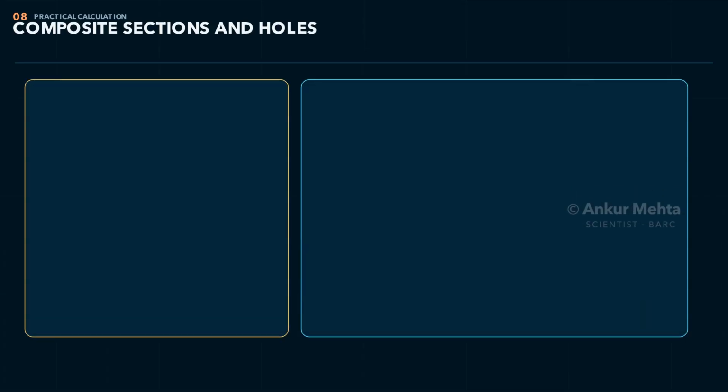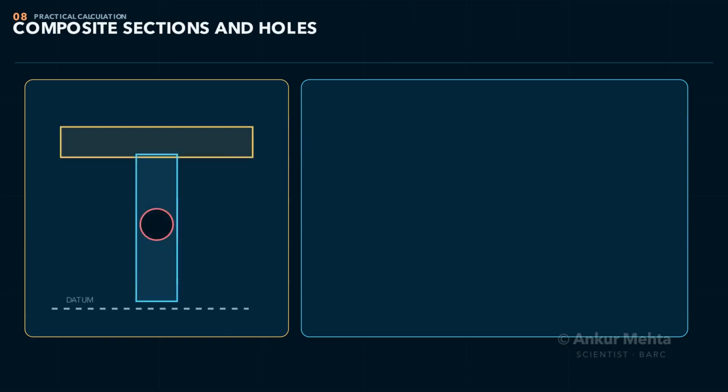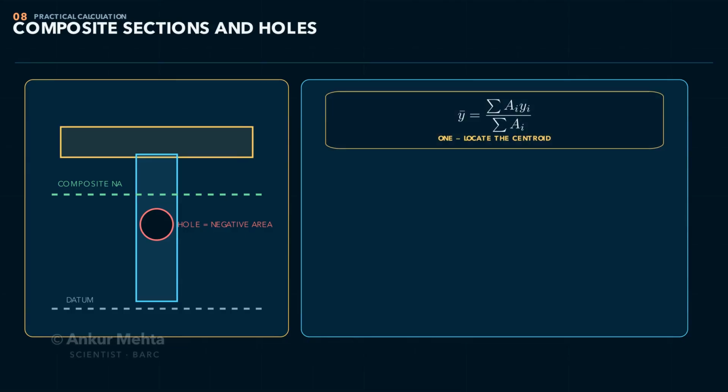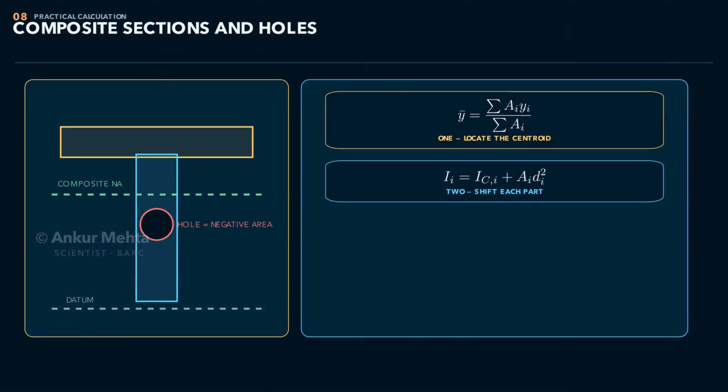Real beam sections are often assembled from rectangles, plates, channels or holes. First choose datum axes and calculate the centroid using area-weighted coordinates, then divide the section into simple parts. For each part, take its centroidal moment of inertia and add Ad squared to shift it to the required neutral axis. Finally, sum every contribution. A hole is handled as negative area, so both its area and its moment contribution are subtracted. Units must remain consistent, usually millimeters to the fourth power.